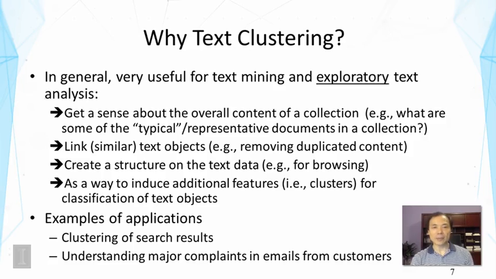So there are, in general, many applications of text clustering, and here I just show two very specific ones. One is to cluster search results, for example, and you can imagine a search engine can cluster the search results so that a user can see the overall structure of the results returned for a query. And when the query is ambiguous, this is particularly useful because the clusters likely represent different senses of the ambiguous word. Another application is to understand the major complaints from customers based on their emails, right? So in this case, we can cluster email messages and then find the major clusters. From there, we can understand what the major complaints are about.